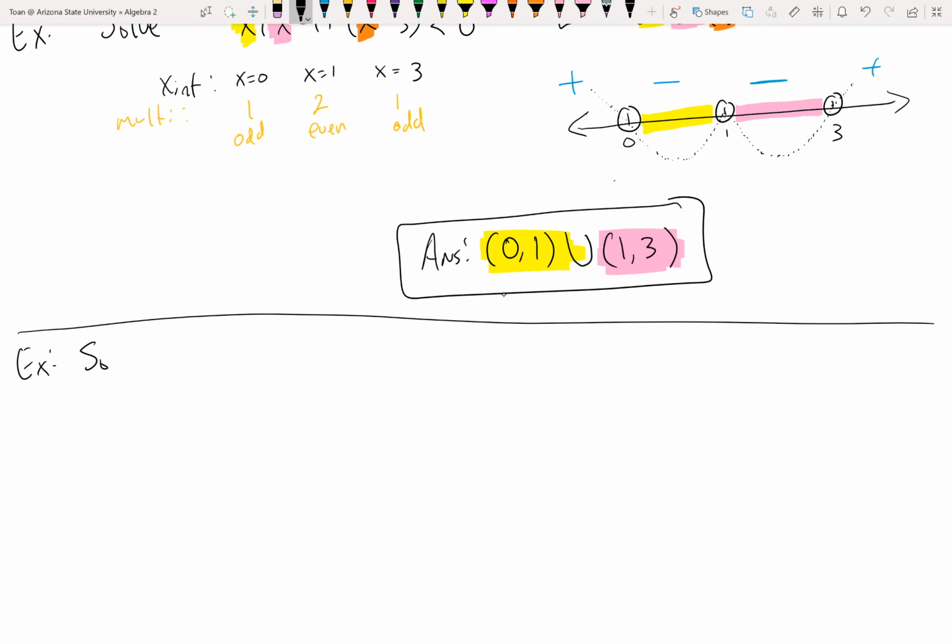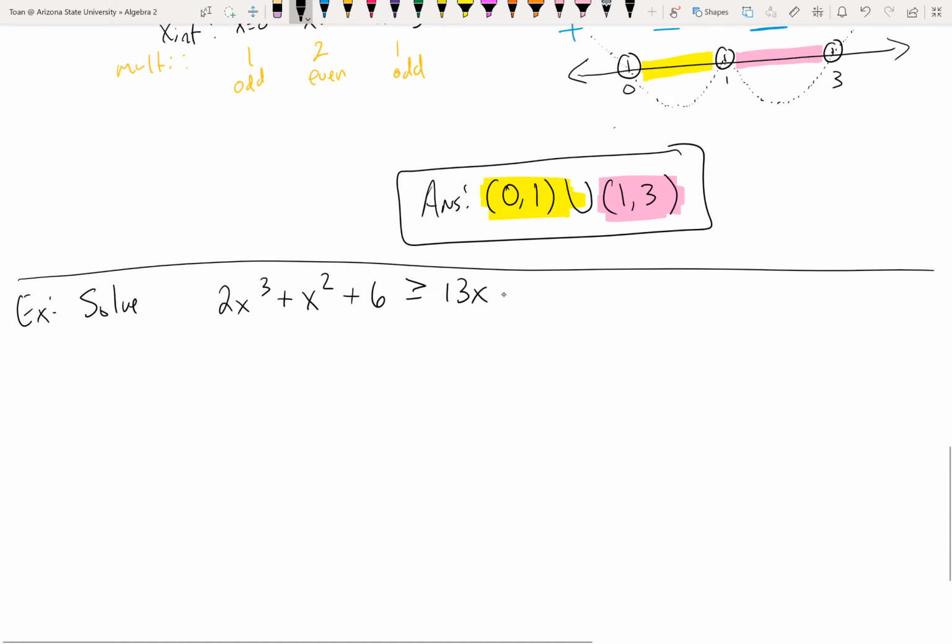Let's say I ask you to solve 2x cubed plus x squared plus 6 is greater than or equal to 13x. So this should be like a standard example. The first thing I want to do, step 1, is you want 0 on one side. So I think it's clear to everyone, I hope, that the first thing we need to do is subtract 13x from both sides. We need to move this 13x to the left. So you have 2x cubed plus x squared minus 13x plus 6 is greater than or equal to 0.